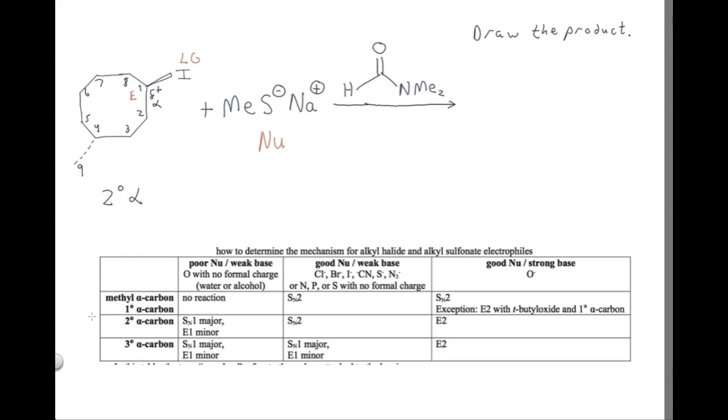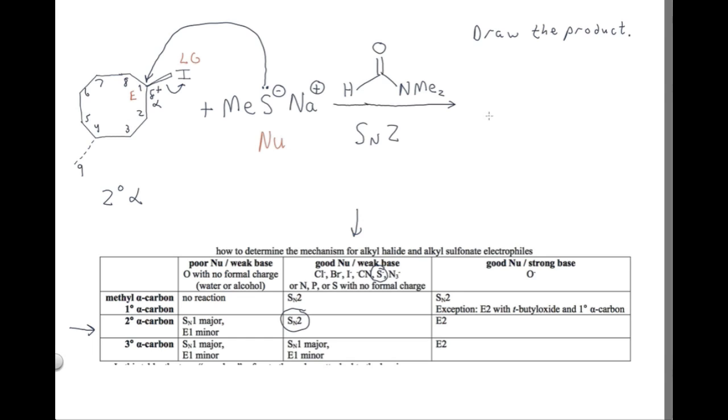With the secondary alpha carbon, we're in the middle row of our table, and S-, we've learned, is in the middle column of our table. S-, middle column: good nucleophile, weak base. So we predict an SN2 reaction. Make sure you write down the name of the reaction. Now we can draw the arrows going from the nucleophile to the electrophile.